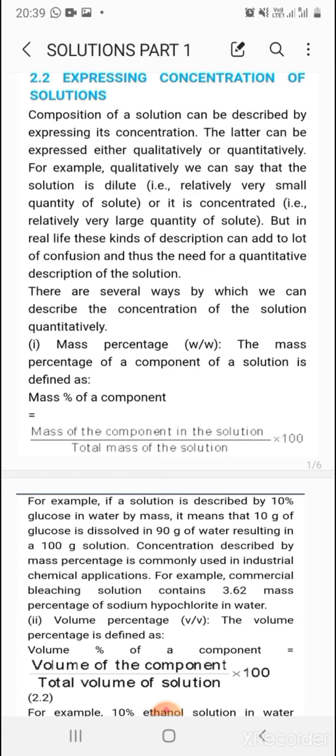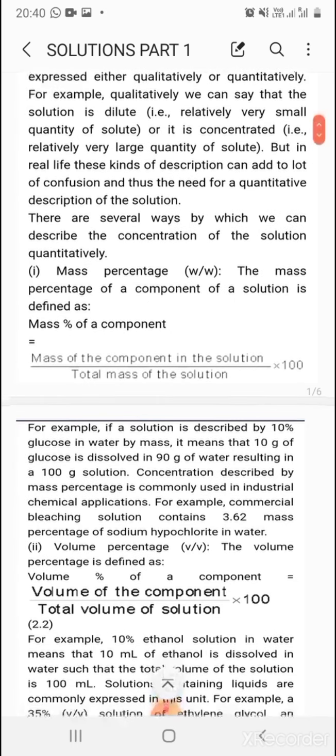So basically I am going to discuss the concentration of solution, that there are many ways by which we can describe the concentration. Basically in our syllabus we have binary solutions. Binary solution means a system which has two components, a two component system. One is solute and the other is the solvent, and we all know that our solute is basically in less quantity and solvent is in the large quantity.